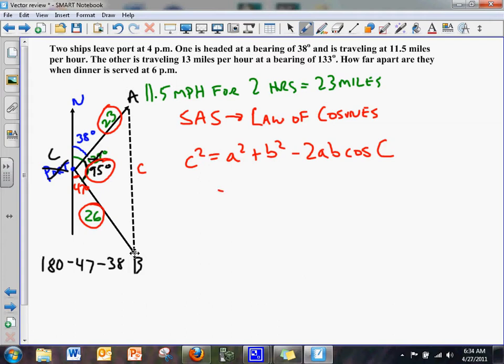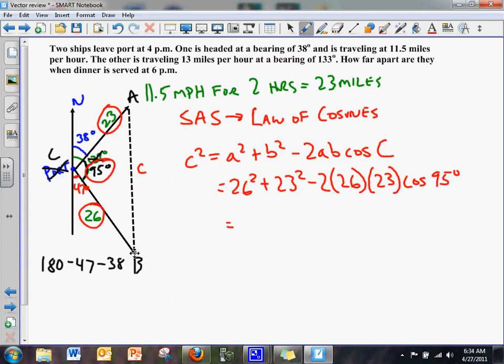So this is just equal to, A is 26, it doesn't matter which one it is, 26 squared plus 23 squared minus 2 times 26 times 23 times cosine of 95. All right, and that's pretty much it.